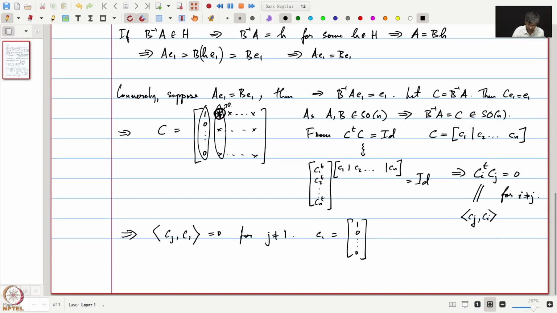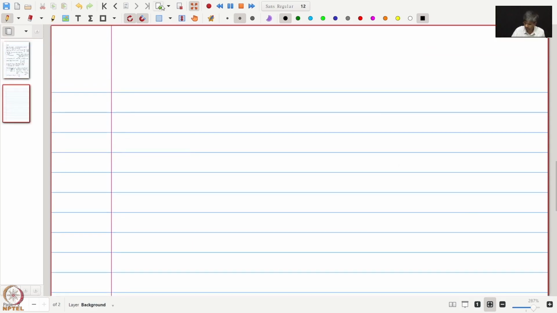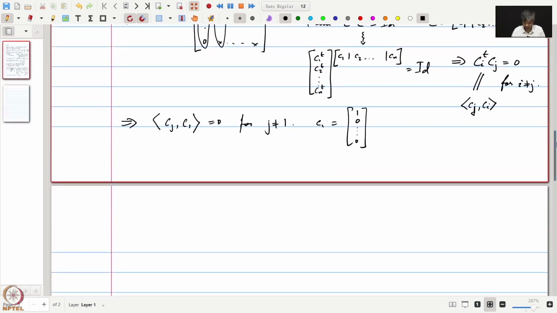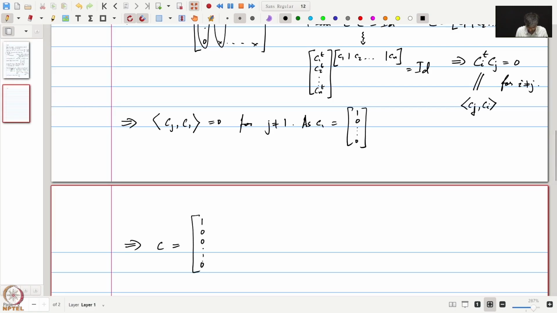this entry will be 0, and similarly all these entries will be 0. So as C1 is this, from this we conclude that C is a matrix that looks like this, and here we have whatever. So this implies that C belongs to H. Okay, so thus B inverse A belongs to H, which is what we want to prove.